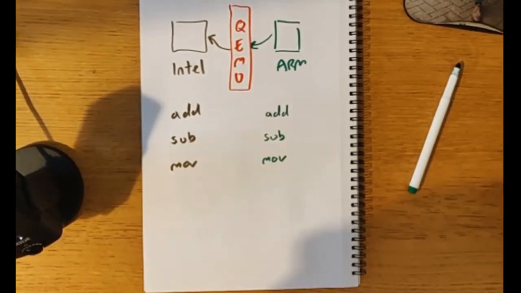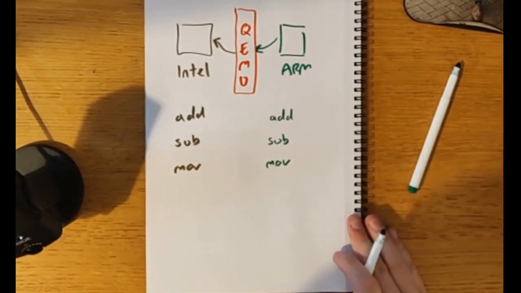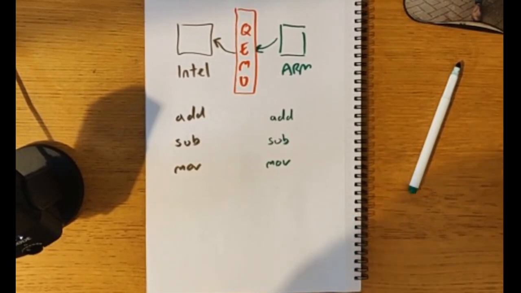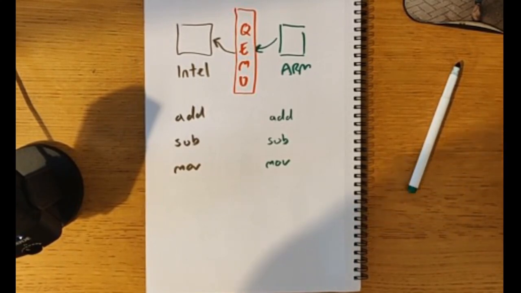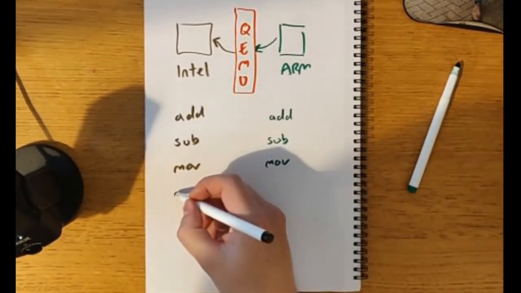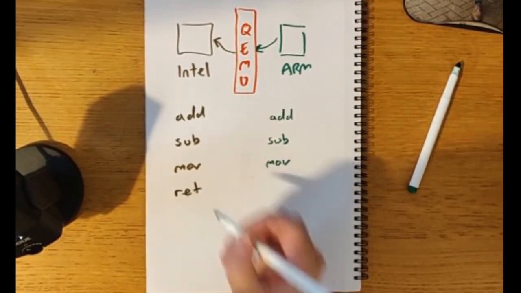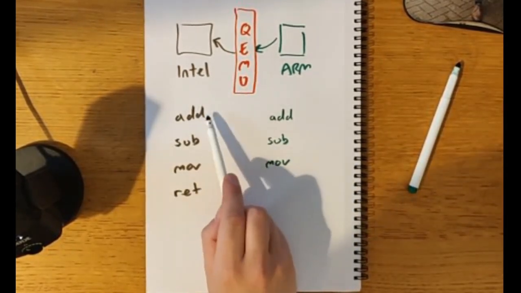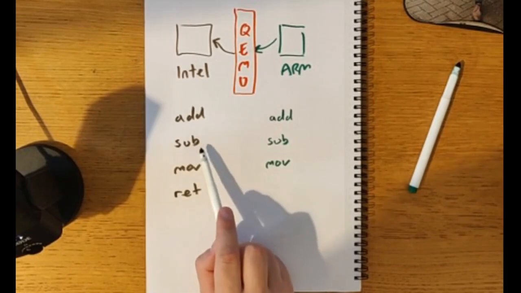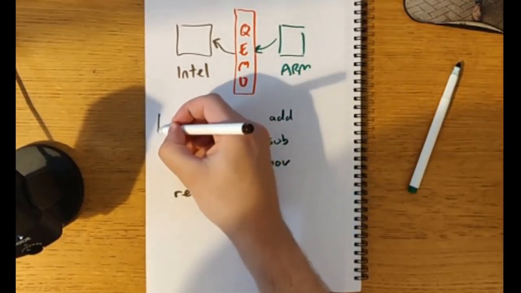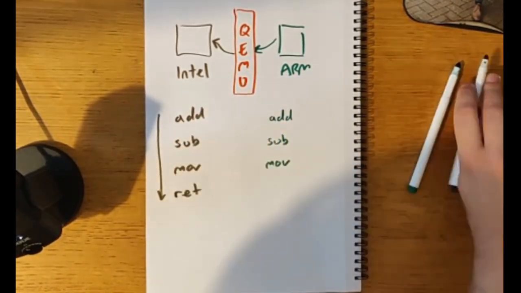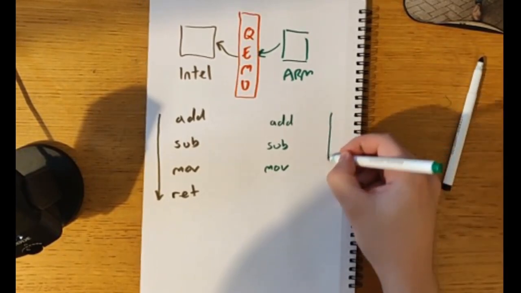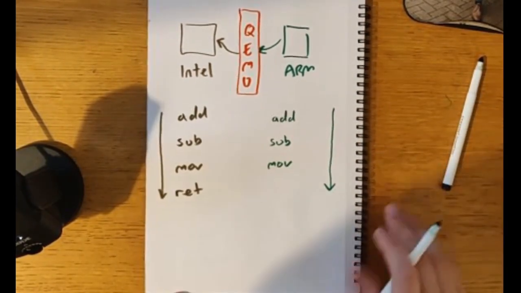A really fundamental difference between ARM and Intel is that ARM doesn't have dedicated return or stack instructions in the same way that Intel does. So one example would be if we wanted to return from a function. We do an add, we add two numbers together, subtract, we subtract two numbers. And remember, this is sequential. Both of these just go down. We start at the top and we go to the end until the processor stops running.